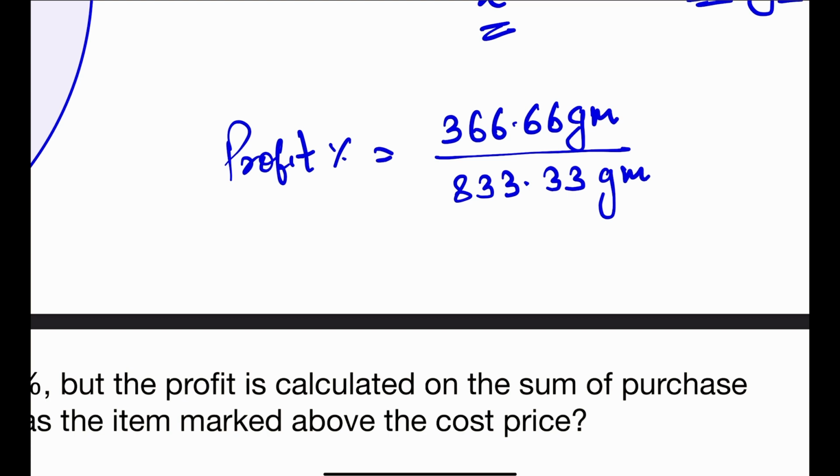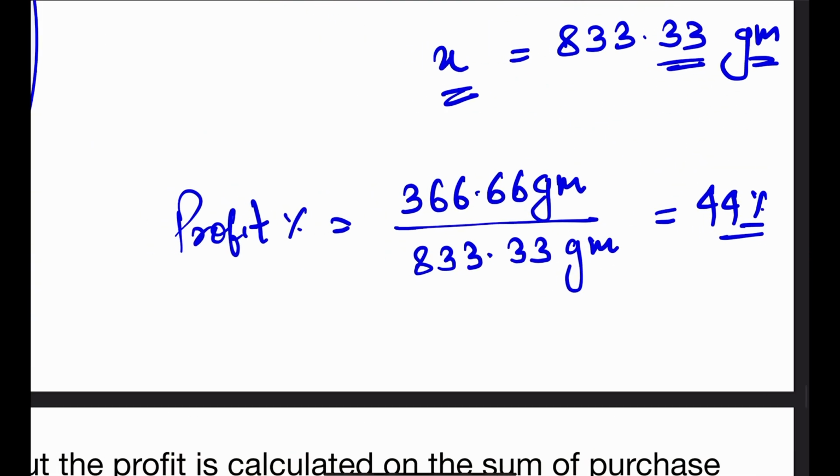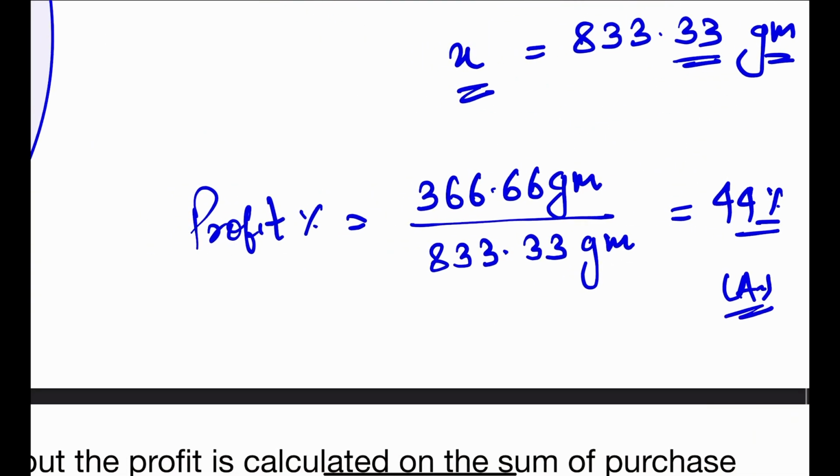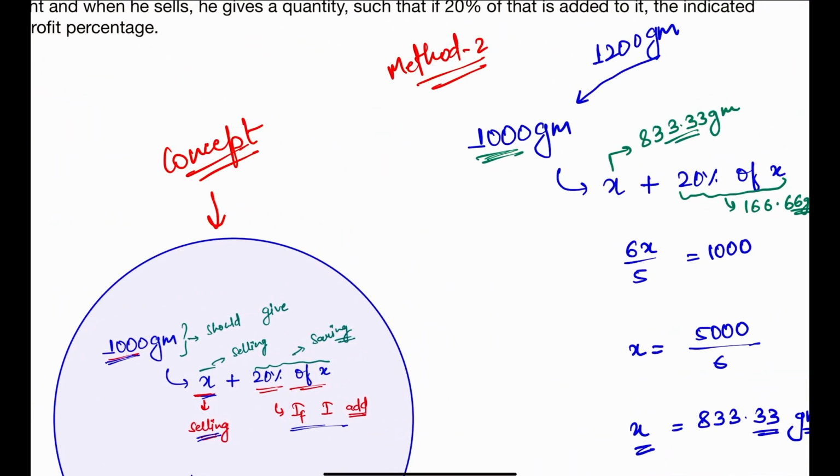So if I calculate this value, this will be again 44%. So no matter with what concept we solve, we will eventually get the same result. This is the core difference, that here 20% of this value is coming. 20% of this value is this much, 20% of x, and then we are getting this value.